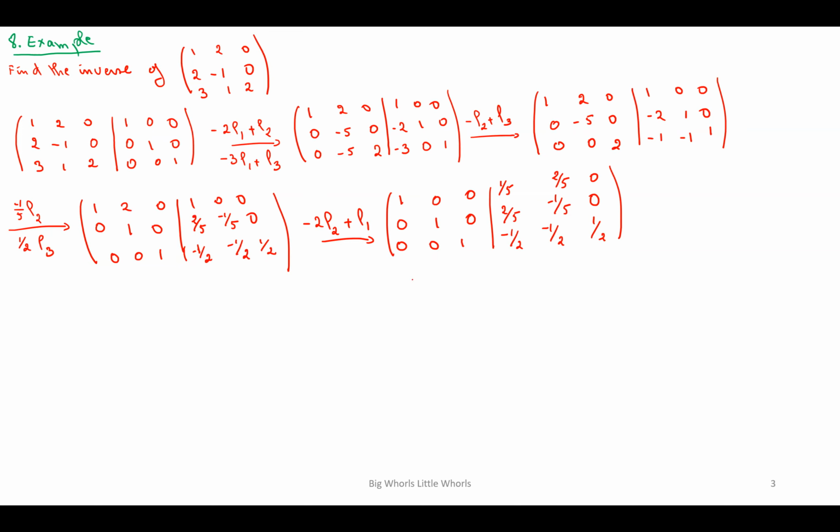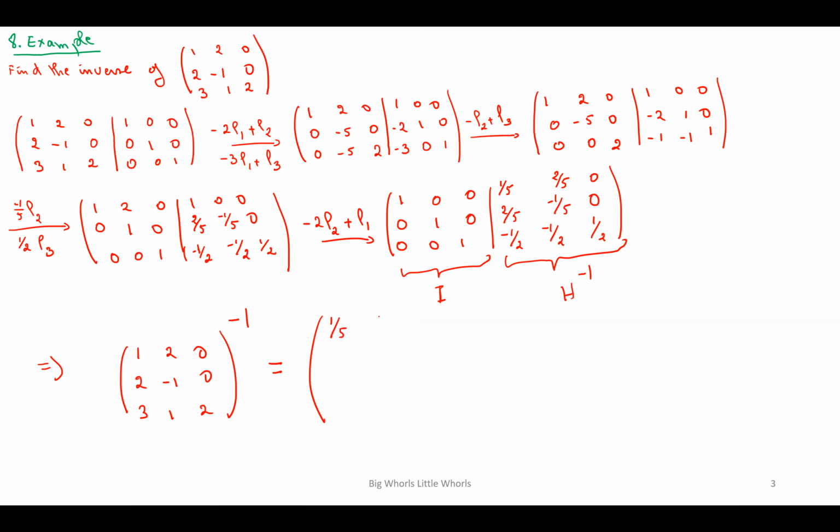Okay, so we end up with here the identity, and here is our H inverse. Therefore the inverse of our matrix H, let me write it fully. Therefore 1 2 0, 2 minus 1 0 and 3 1 2, the inverse of this matrix is 1 over 5, 2 over 5 and 0, 2 over 5, minus 1 over 5, 0, minus 1 over 2, minus 1 over 2, 1 over 2.